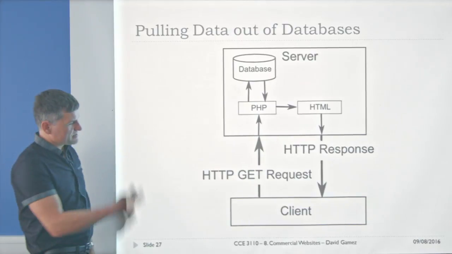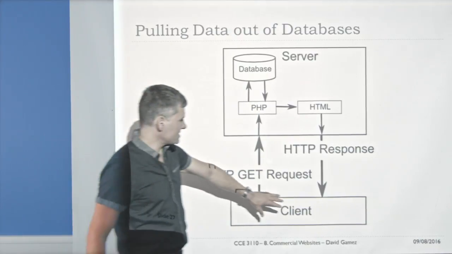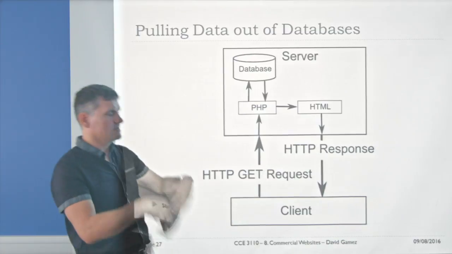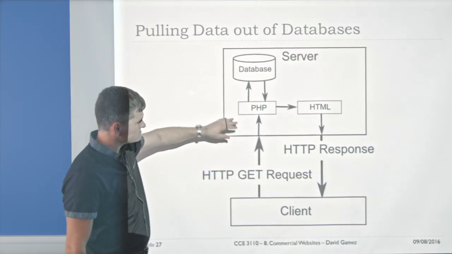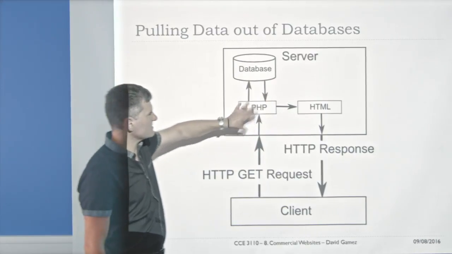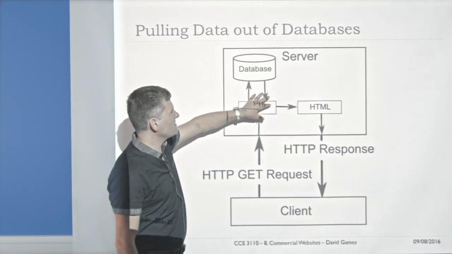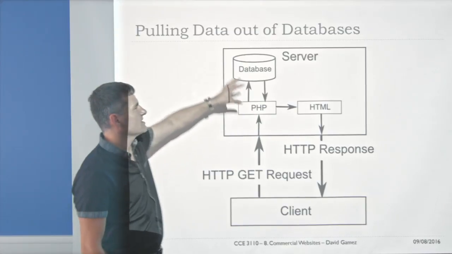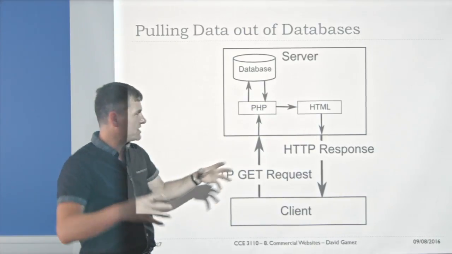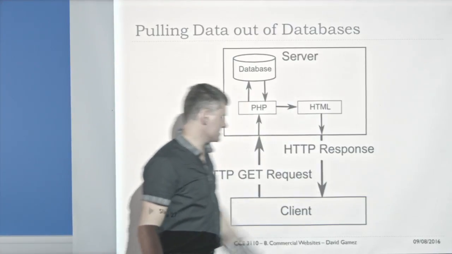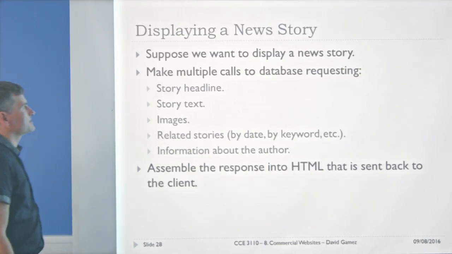So now this is the kind of model we get. Here we have the client sitting there, typing the URL, sending that GET request to the web server. The web server has this PHP that receives the request, and the PHP is going to interact with the database. It's going to pull data from the database, assemble that data into HTML, and send back that HTML to the client. So that's how it works.